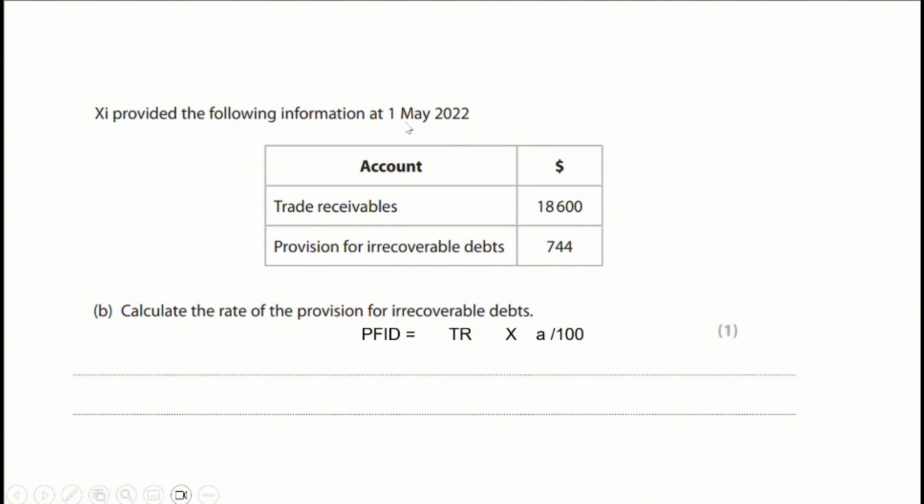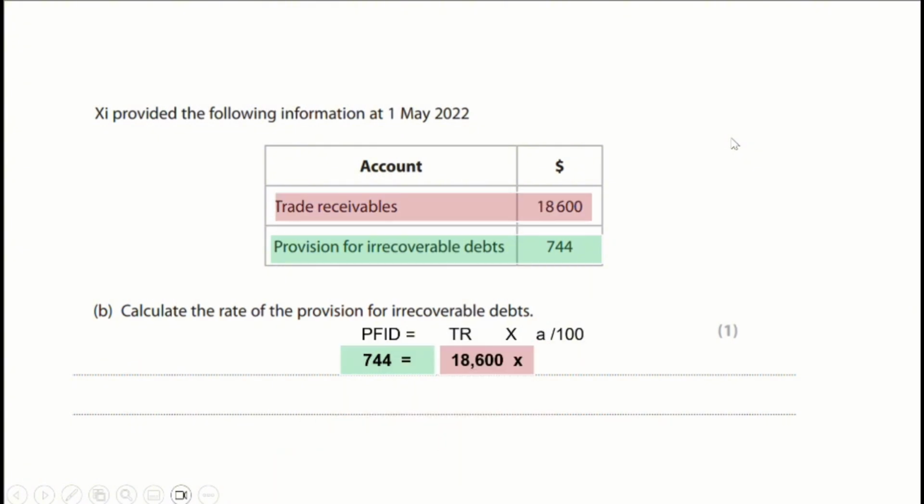Exci provided the following information at 1st May 2022. Trade receivables 18,600, provision for irrecoverable debt 744. Calculate the rate of provision for irrecoverable debt. In order to calculate provision for irrecoverable debt, we take the net trade receivables and find the percentage. So I'm marking the rate as A because we are expected to calculate the rate of provision for irrecoverable debt. We have the provision, which is 744. Trade receivables 18,600. A is the rate we do not know. Divide by 100. So how do we work out the answer? Now find the subject. Therefore, it should be 4%.